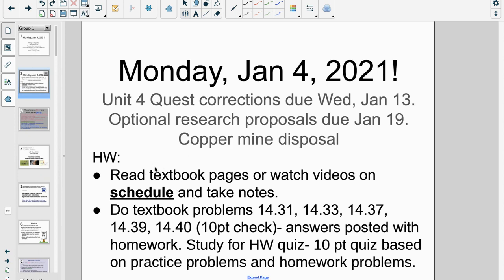Homework for tonight is to read the textbook pages or watch the videos on the schedule and take notes. This is also posted in Google Classroom. Then you should do these 5 textbook problems, and they'll be checked for 10 points. The answers are posted with the homework right now. There will be a short 10-point homework quiz tomorrow based on the practice problems of today's class video, the class, and the homework problems right here.